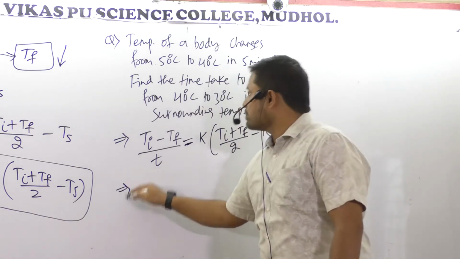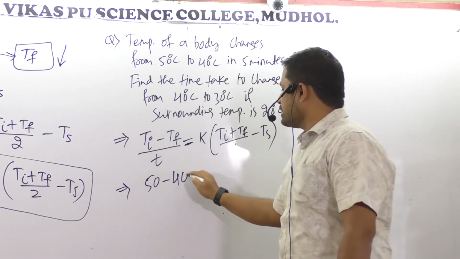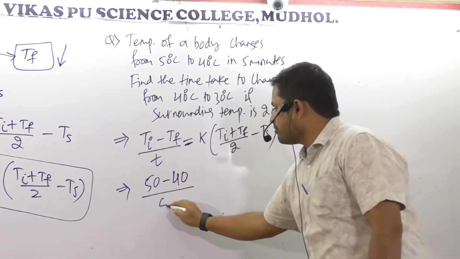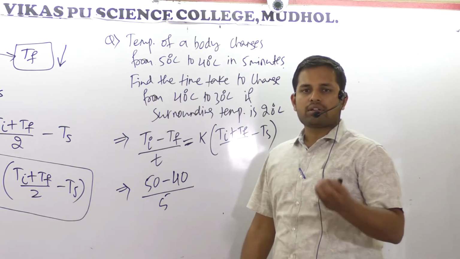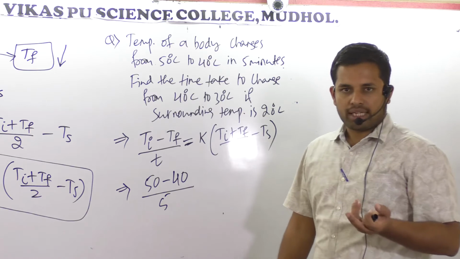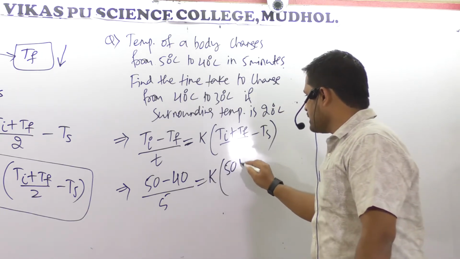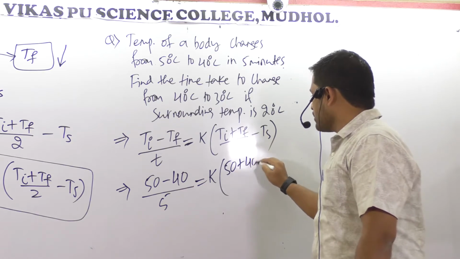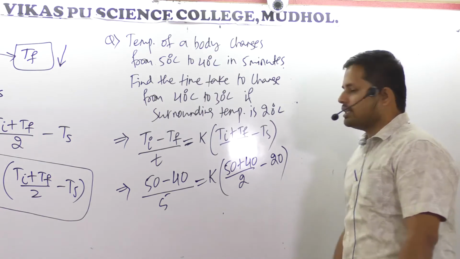In the first case, what is the initial temperature? 50, minus what is the final temperature? 40, divided by what is the time taken? 5 minutes. Let us keep it in minutes only. The final answer we get will also be in minutes only. So that is equal to K bracket. Ti is going to be 50 and Tf is going to be 40, divided by 2, minus the surrounding temperature, which doesn't change. So that's why 20.